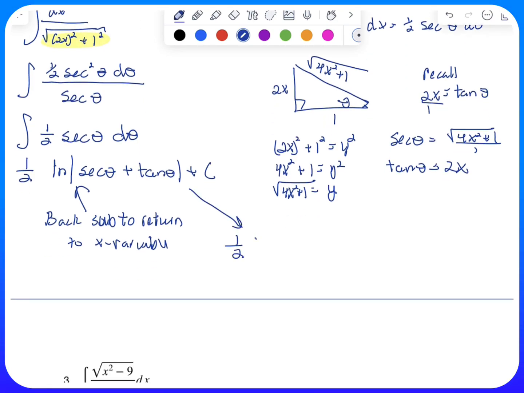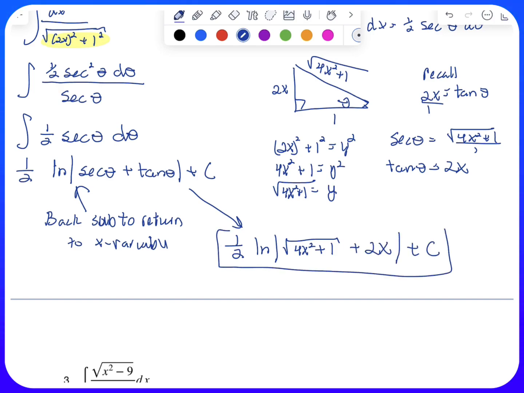We have 1/2 the natural log of the absolute value of our secant of theta. We're going to replace with the square root of 4x squared plus 1. And then we're going to add 2x. Close the absolute value plus c. Now we've solved this integral using trig substitution.